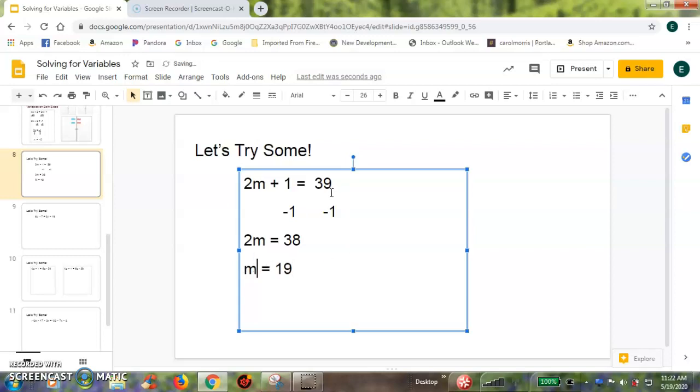One thing I didn't talk about is checking your work. This is an easy one to check. Let's say, did I get that right? Is m equal to 19? Well, just plug the 19 in here and see if it works. So 2 times 19, that's 38, plus 1 is 39. Sure enough, we did it correctly. You can see in your check some of the same numbers should show up. If they don't, you might want to go back and double check.